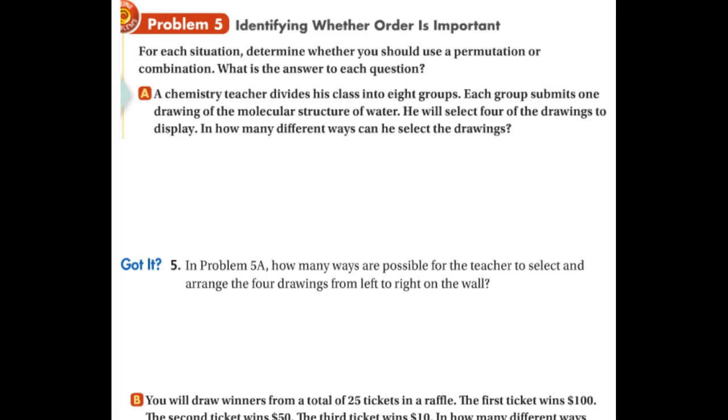So my question for you is, we've got 10 tables in here, right? 10 groups of kids. If I said you're all going to submit something to me, and I'm going to just choose 4 of them to put up. Does it matter if I choose this one first, and then this one, or if I do them in a different order? It doesn't matter, right? It's still the same 2 drawings. So in this case, order does not matter. So it means it is a combination.